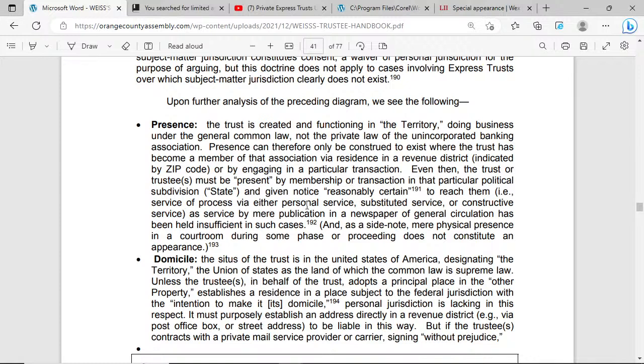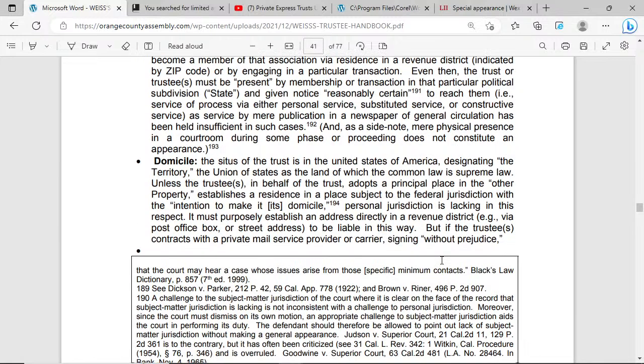Service of process via either personal service, substituted service, or constructive service, as service by mere publication in a newspaper of general circulation has been held insufficient in such cases. And as a side note, mere physical presence in a courtroom during some phase of a proceeding does not constitute an appearance. I know this from experience. It's a good one.